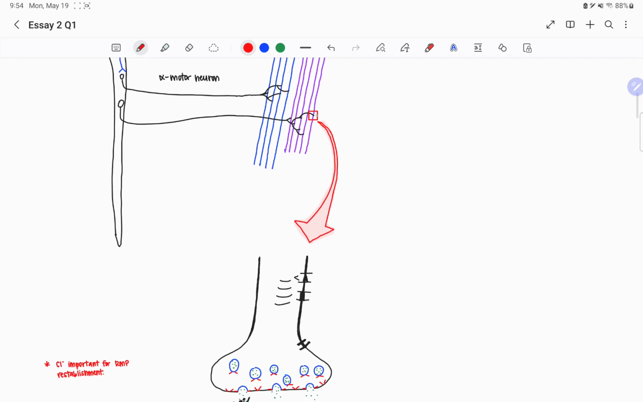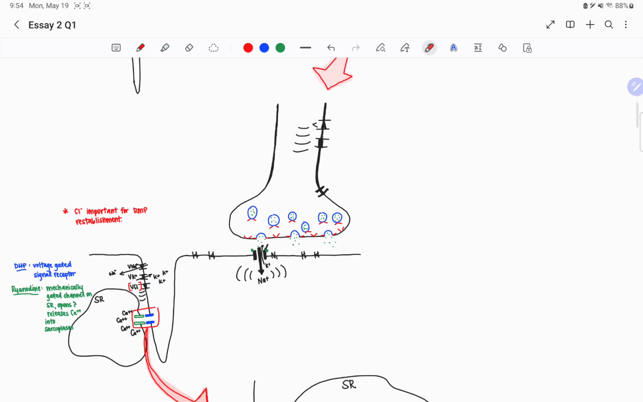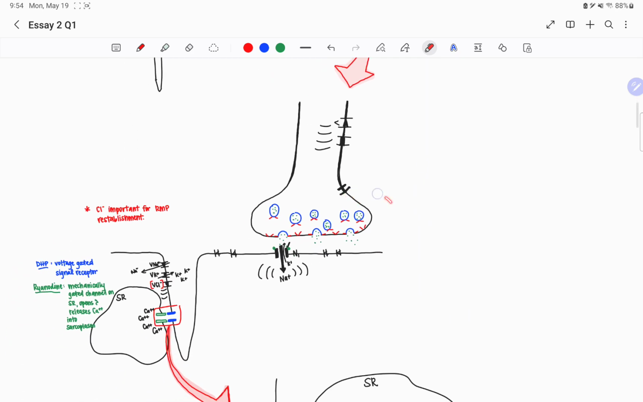So I'm going to kind of take you here. We're going to follow this arrow, right? So we're going to look at the neuromuscular junction, which is this area where the neuron and the muscle kind of get really close together, and there's that synapse right here.